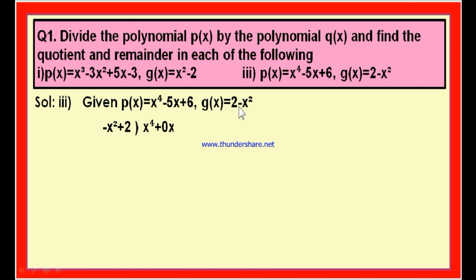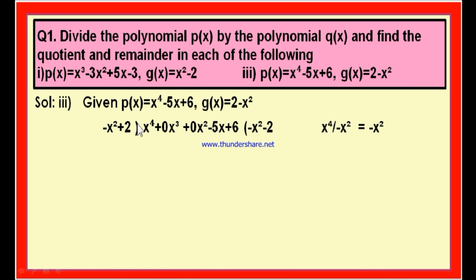Okay. Now look here. Here the dividend is p of x, that is x power 4 minus 5x plus 6. As there is no x cube term and x square term, we wrote this as x power 4 plus 0 into x cube plus 0 into x square minus 5x plus 6. And what is the divisor? 2 minus x square. Let us write minus x square first, that is minus x square plus 2 is the divisor. Now this is the dividend and this is the divisor. You see students, the first term of the dividend is x power 4 and the first term of the divisor is minus x square. Let us divide x power 4 by minus x square.